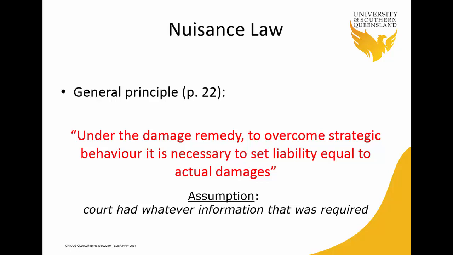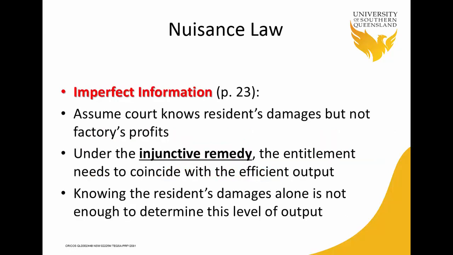So far, we had made an important assumption, and as you remember, economics is all about assumptions. We said that the court had whatever information was required. So there is perfect information. We know exactly what the damages are. We know exactly how much is being produced. We know exactly what the profits are, and so on and so forth. So we know the costs, we know the profits, we can calculate the efficiencies, all of that. Now we're going to relax this assumption. So we're going to talk about something called imperfect information.